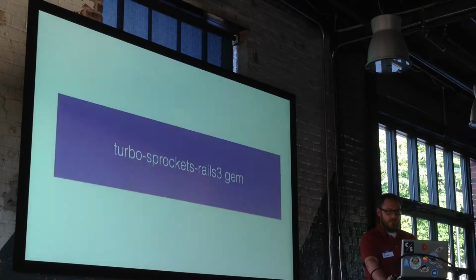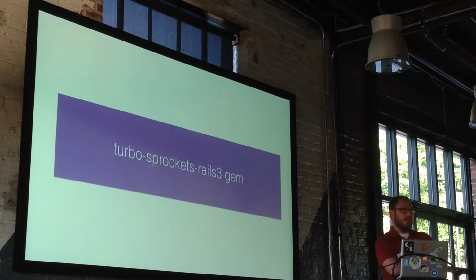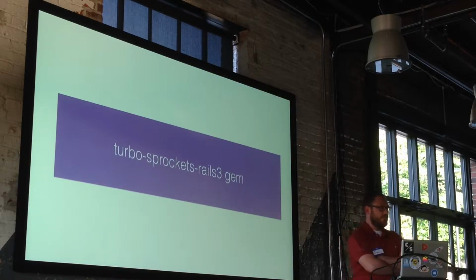So the next option is Turbo Sprockets Rails 3. It's a gem. And as you can probably tell, this only works for Rails 3. There's an issue on the GitHub repo where someone asked about Rails 4, and the author claims that all the problems that it tries to solve have been solved in Rails 4, but I couldn't find evidence of that.